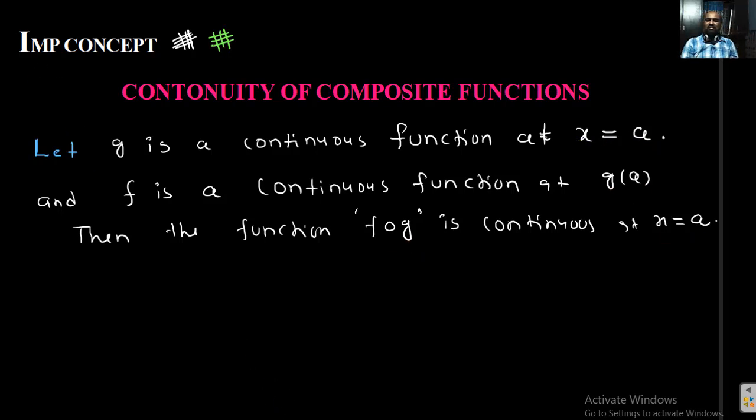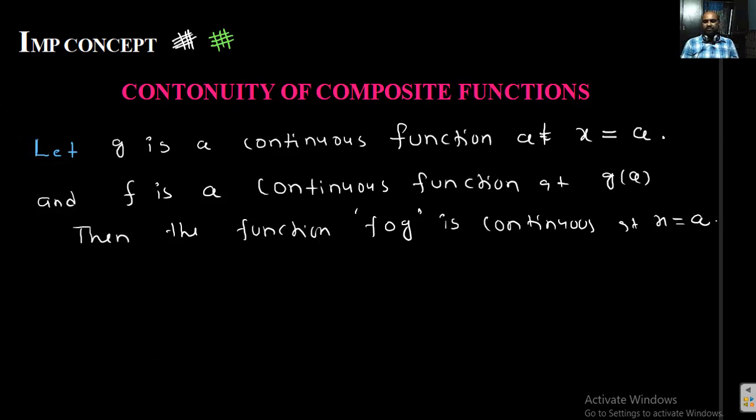Once again, listen. We want to check the continuity of the f circle g function at x equal to m, for example the point m. What should we do? First of all, we need to check whether g is continuous or not at x equal to m. That is one thing. Next we want to check whether f is continuous or not at g of m. If both happen, then I can say that f circle g is continuous at x equal to m.